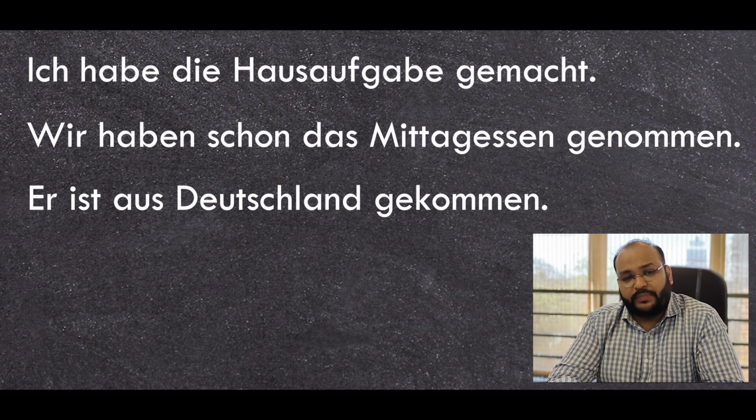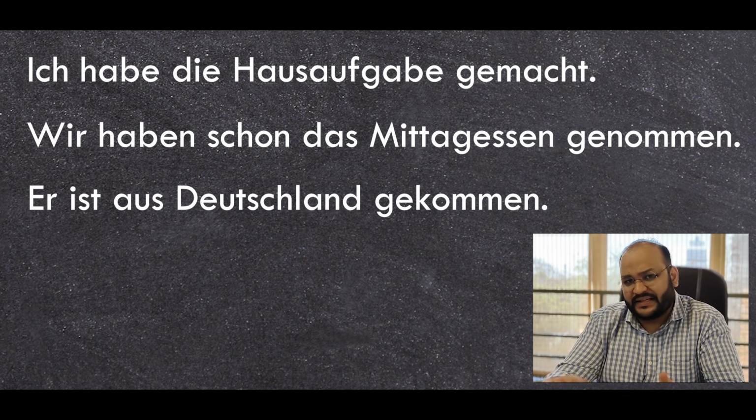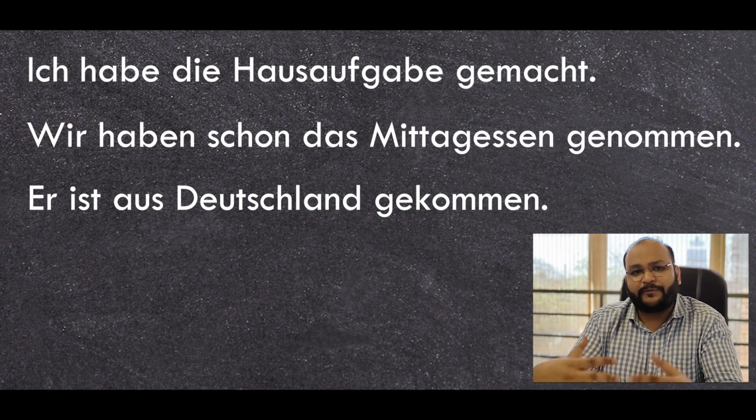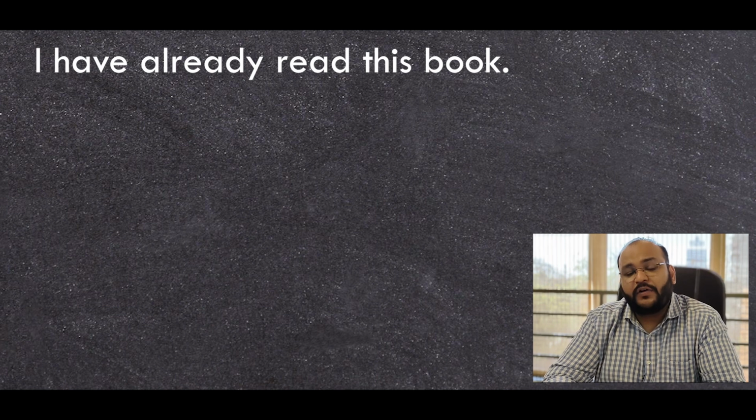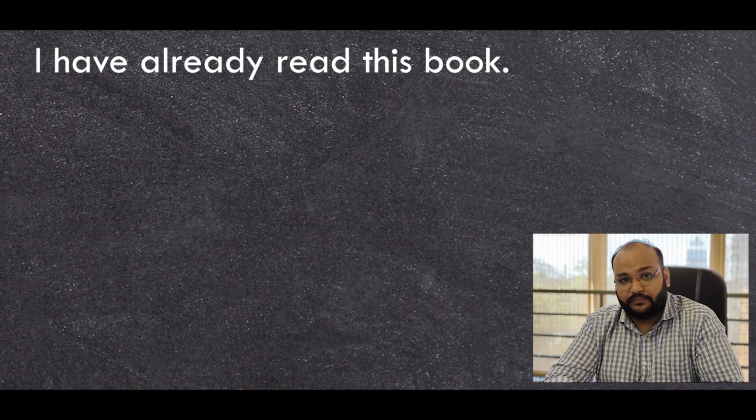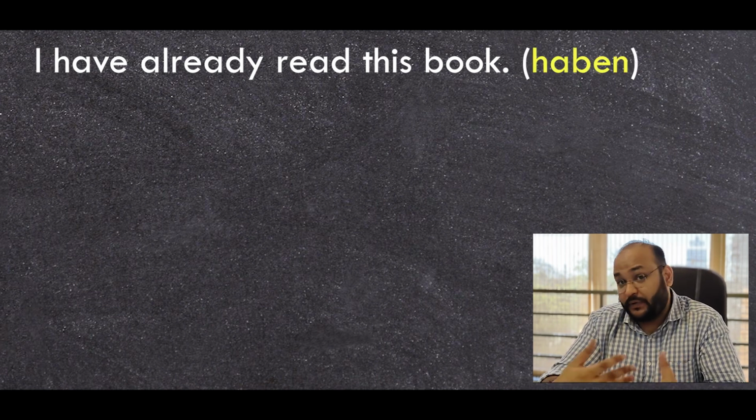Let's look at some examples. I'll say some sentences in English, and you simply have to tell me whether we should be using haben as an auxiliary verb or sein as an auxiliary verb. I have already read this book. Haben. Yeah, there is no movement.